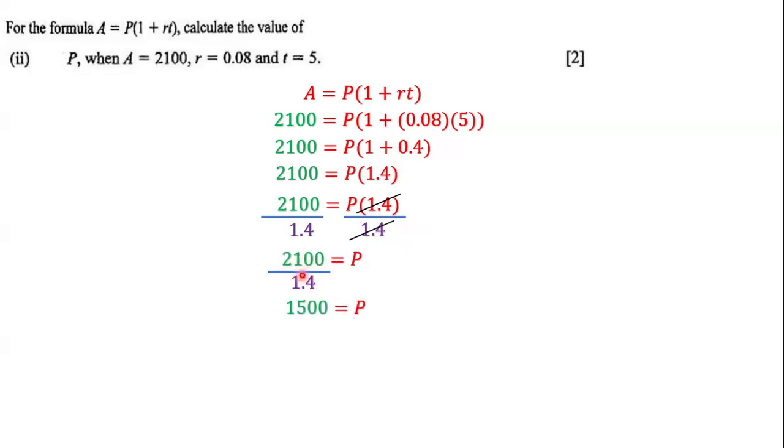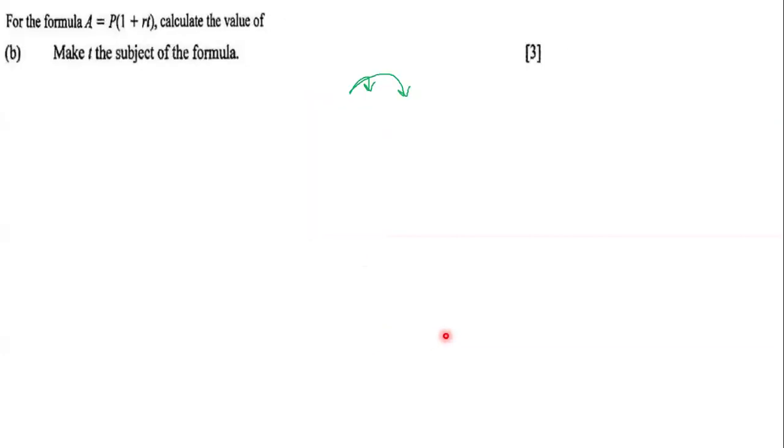Next, we divide these two. So 2,100 divided by 1.4 is definitely 1,500. And so that means that P is equal to 1,500. Again, when we divide 2,100 by 1.4, we get 1,500. We switch the equation, so we have that P is equal to 1,500.